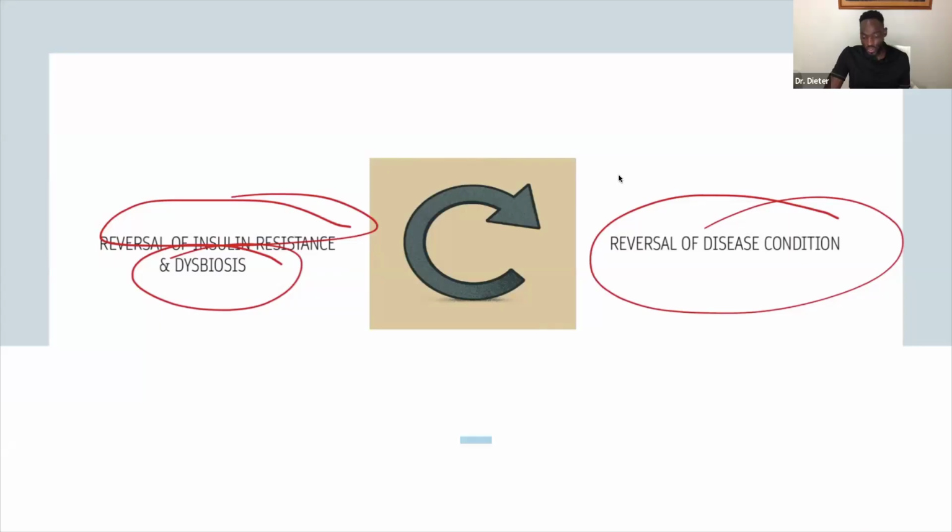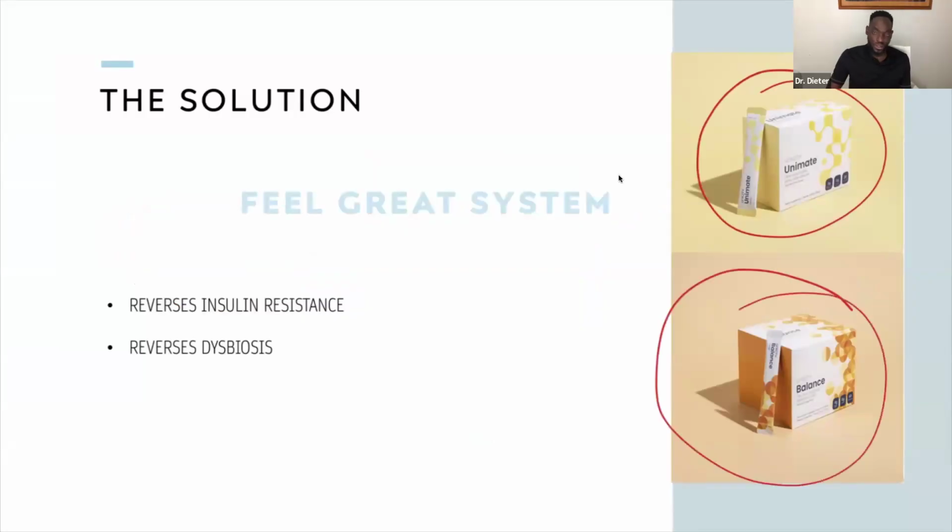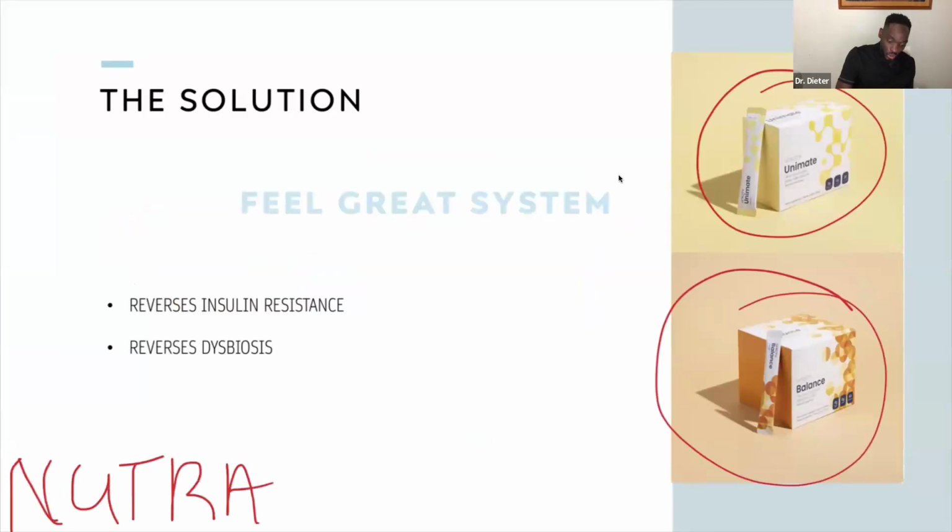And so I present to you guys a solution, a nutraceutical product called the Feel Great System, made up of two things: a product called the Unimate and another product called Balance. What is a nutraceutical? Let's talk about that. These two products are called nutraceuticals.